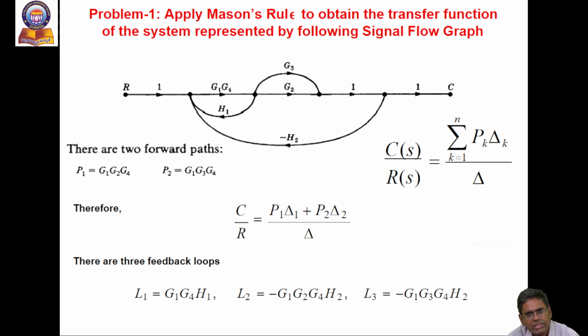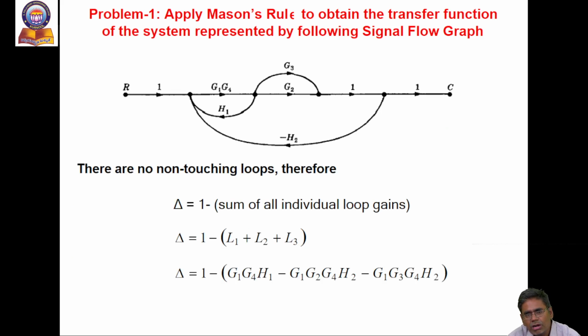Then C(s)/R(s) is equal to P1 delta 1 plus P2 delta 2, divided by the overall delta. Delta is the determinant of the graph. There are three individual feedback loops. L1 is G1, G2 into H1. L2 is minus G1, G2, G4 into H2. The third loop is minus G1, G3, G4 into H2.